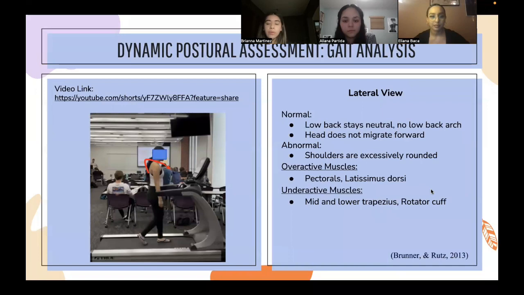As for the lateral view, we can see that her lower back stays neutral. There was no low back arch. Her head does not migrate forward. As for the abnormalities, again, we see that her shoulders are excessively rounded. This can be due to overactivity of muscles such as the pecs and the lats pulling the shoulders down, and underactivity of the mid and lower traps and the rotator cuff.